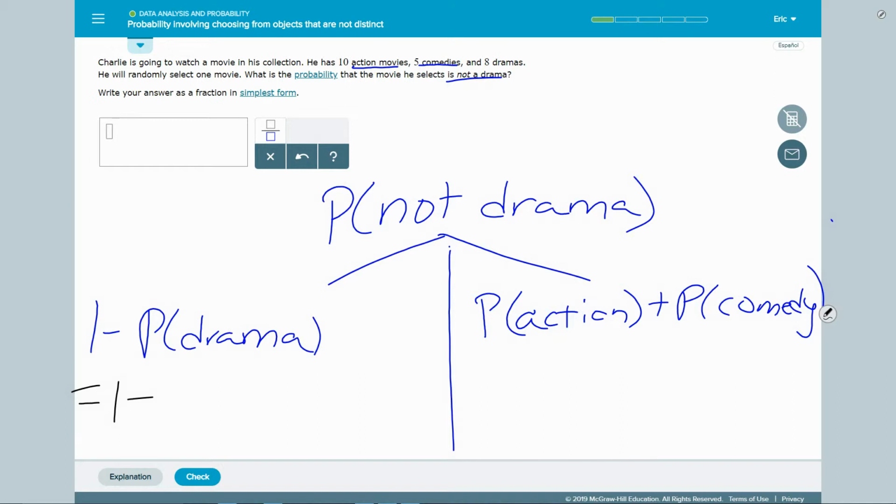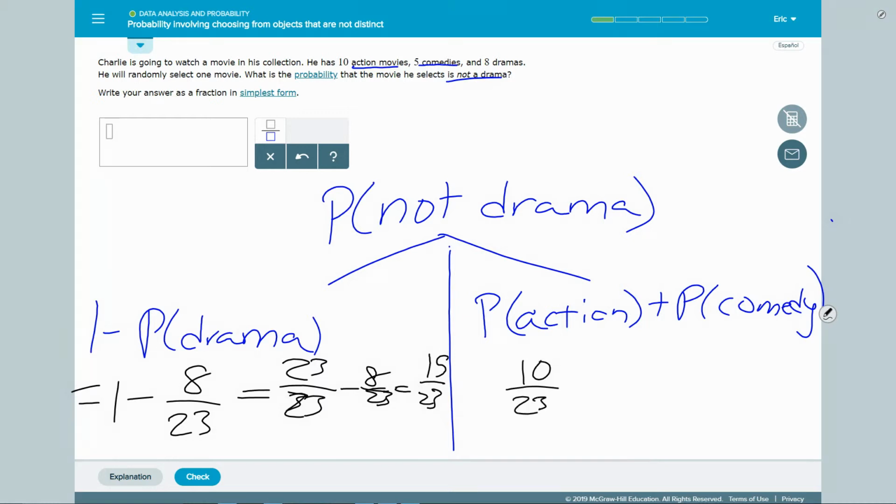1 minus, there are 8 dramas, and there's a total of 10 plus 8 is 18, plus 5 is 23 movies. I know that 1 is 23 over 23. So I have a 15 in 23 chance of selecting not a drama, which makes sense if there are 10 out of 23 action movies and 5 out of 23 comedies.